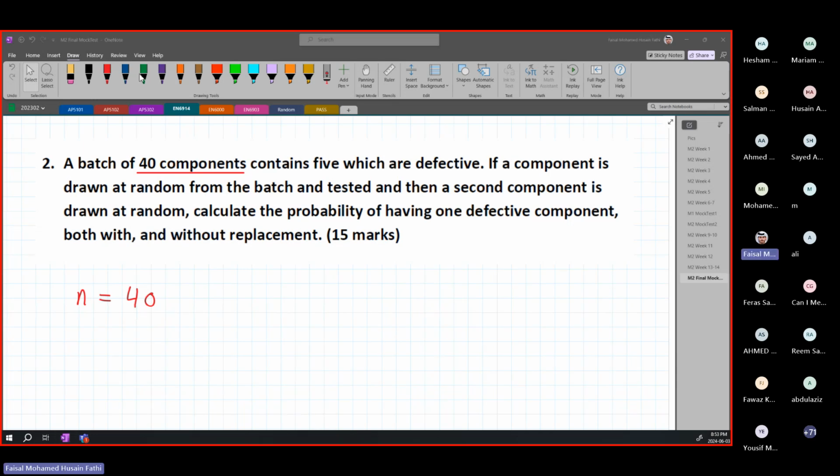Contains 5 which are defective. What does this mean? 5 which are defective. It means that 5 are bad. Defective means they're not working well. We're going to call them bad.